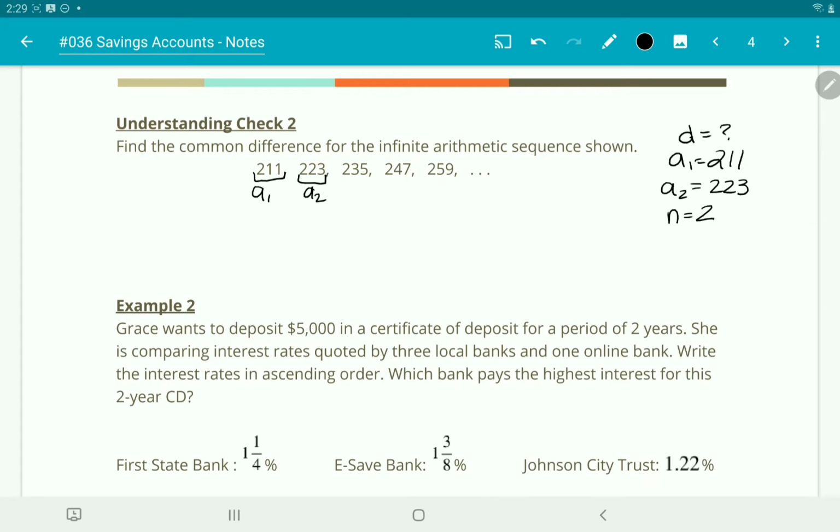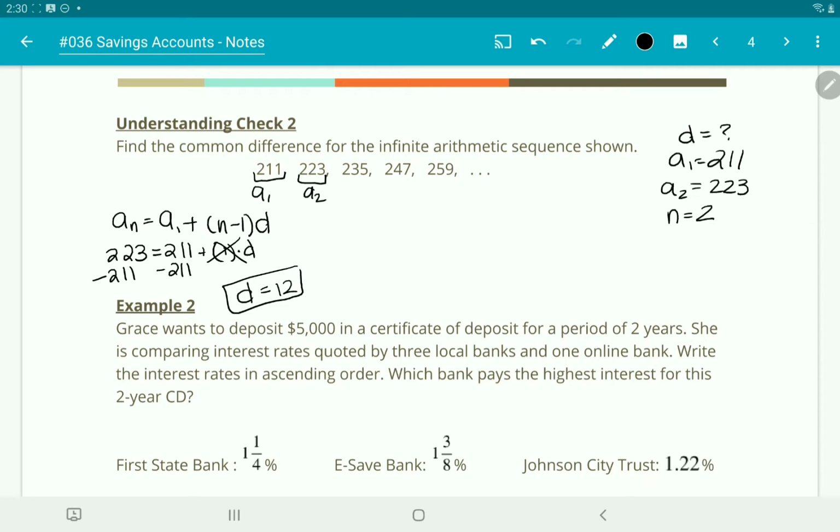So again, if we write the formula, we have a sub n is equal to a sub 1 plus n minus 1 times this difference. So a sub n is going to be a sub 2, that 223. A sub 1 is that 211 plus n minus 1 is just going to be 1 times d. If we subtract this 211 to the other side to solve, we don't have that 1 times d. That's just going to give us that d is equal to 12. And that's what we're looking for.